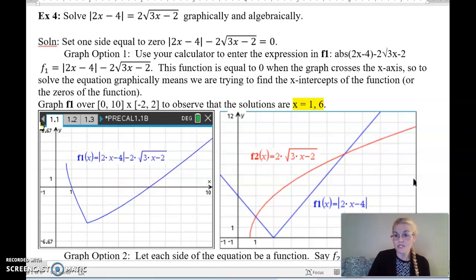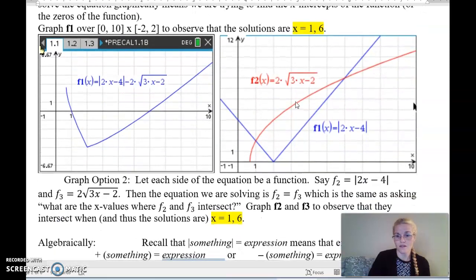The other option is to let this be function 2, and let this be function 3, and set those 2 equal to each other, and basically try to figure out where the graphs intersect. So this really should be f2 and f3, just so I'm not using the same function name, but in my calculator that's what I had. So let f2 be the absolute value function, let f3 be the radical function, and setting them equal means you're trying to find where they intersect, and again, that's going to be at 1 and 6, when x equals 1 and x equals 6.